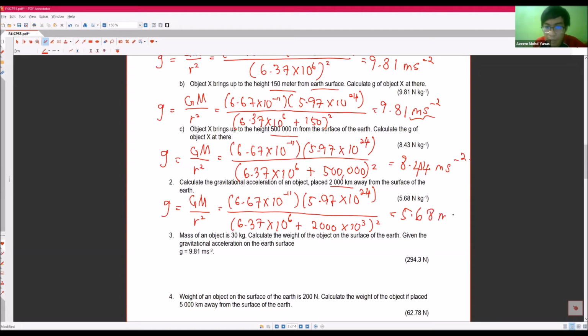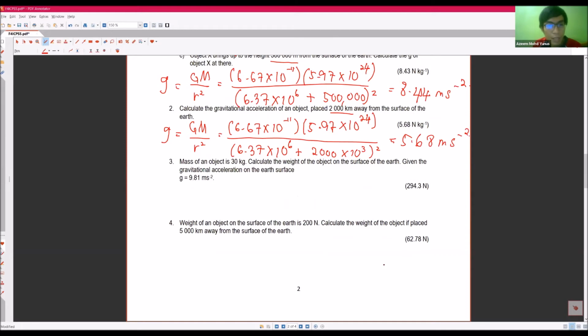5.68 meter per second square. So number 3, mass of an object is 30 kilogram. Calculate the weight of the object on the surface of the Earth, given the gravitational acceleration on the surface of the Earth is this value. So this is a very direct one. So W equals mg.